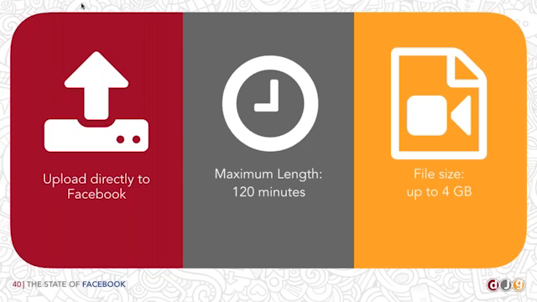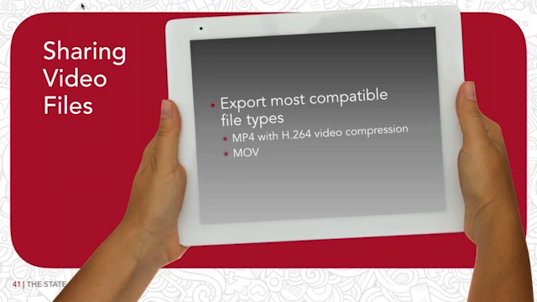So to share video files, the best way to export them is using the MP4 format with the H.264 video compression. This format has been developed over the years so that all the different software that people use and Facebook prefers this one too. It just helps everyone be able to play it no matter if they're using Windows or Mac machines, whatever, any kind of mobile devices.